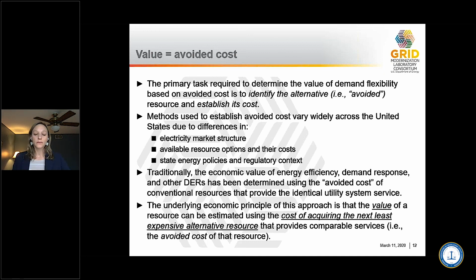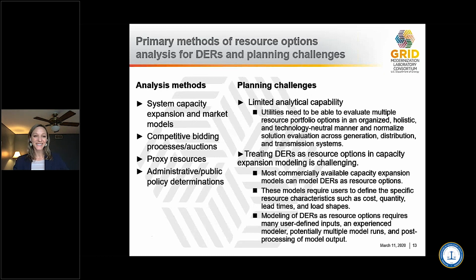So, they're not all uniform. And that's all I wanted to say on that slide. So we can go on to slide 13.